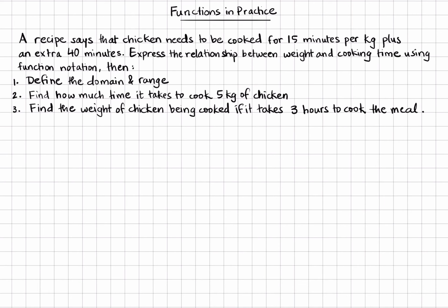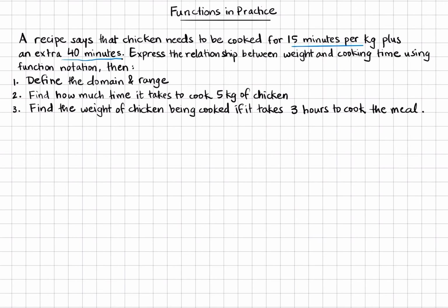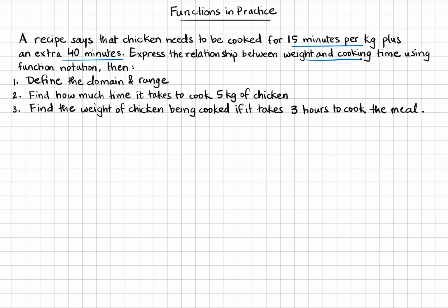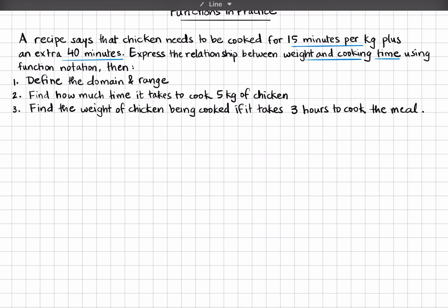Okay, so let's begin. Our recipe says that chicken needs to be cooked for 15 minutes per kilogram, plus an extra 40 minutes. Express the relationship between weight and cooking time using function notation. And then it asks a couple of other things. I'm not going to read them now. I'll just look at the first thing the question is asking us to do.